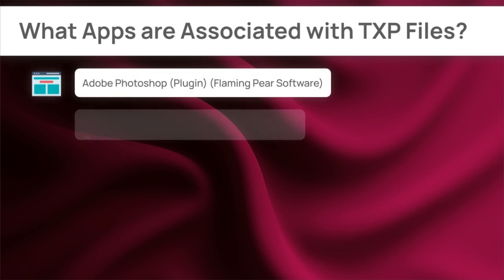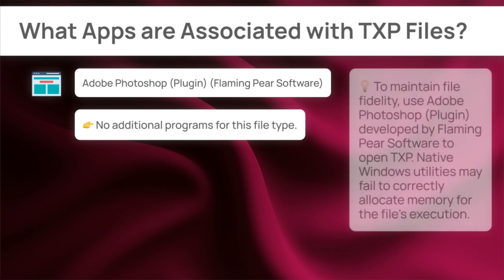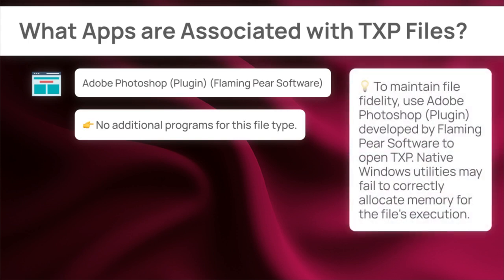The native handler for TXP files is usually the Adobe Photoshop plugin from Flaming Pear software. Native Windows utilities may fail to correctly allocate memory for the file's execution. Windows cannot show what the plugin actually does, so it must be handled through supported applications.